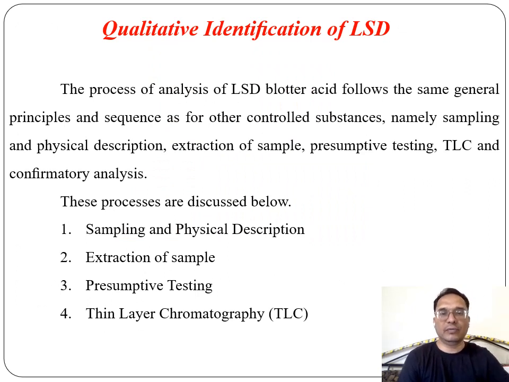LSD can be identified from street samples by a number of steps. The blotter paper is the most common form of LSD observed. The analysis of LSD blotter acid follows the same general principles and sequences as for other controlled substances. The first step is sampling and physical description. Second is the extraction of the sample. Third is presumptive testing. And the fourth step is thin layer chromatography analysis in the LSD identification.